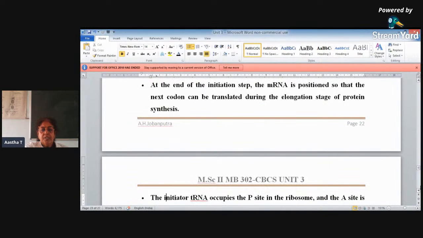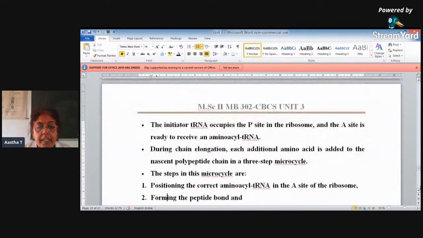At the end of initiation, mRNA is positioned so that the next codon can be translated. Elongation, pahila codon tar zhalela aahe, that is methionine codon recognized zhalela aahe. So the next codon can be translated during the elongation step of protein synthesis. The initiator tRNA will now take the position of the P site and A site will be free. This A site will now be occupied by the second amino acid tRNA as per the second codon on the mRNA. So here this elongation process will go on continuing.